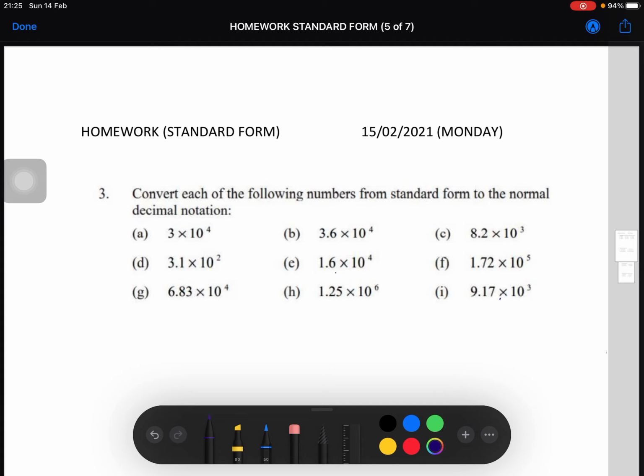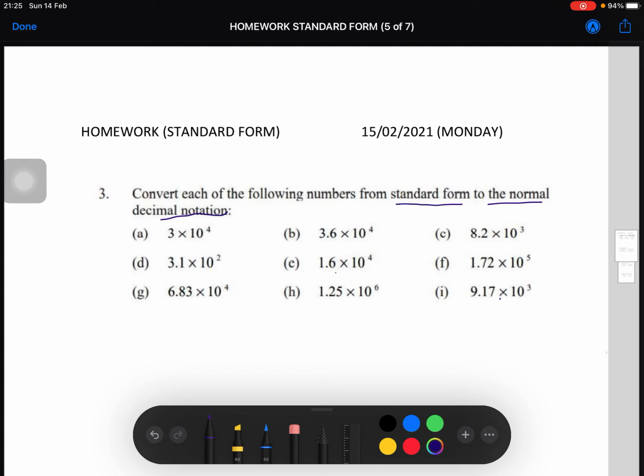Convert each of the following numbers from standard form to the normal decimal notation. Okay, if we look here, all the questions are in standard form. So the question asks us to convert from standard form to the normal decimal notation.